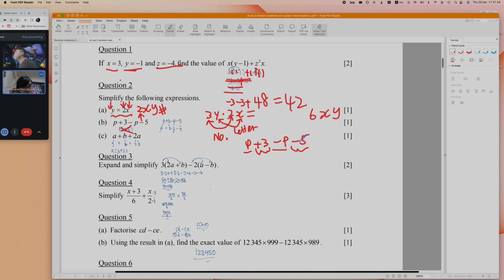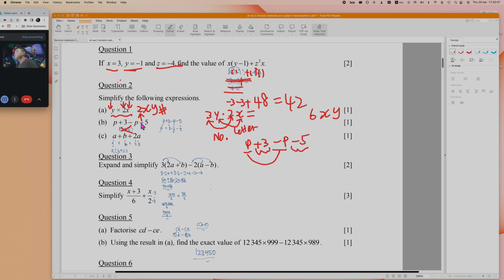So p minus p, what do you get? P minus p? Gone, right? There's nothing. So p minus p is gone. Gone means 0. Okay, good. So this one minus this one, 0. Then plus 3 minus 5. Use your calculator. -2. Okay, so -2. So 0 minus 2. Use your calculator.